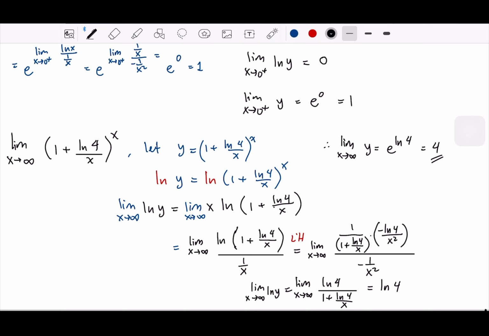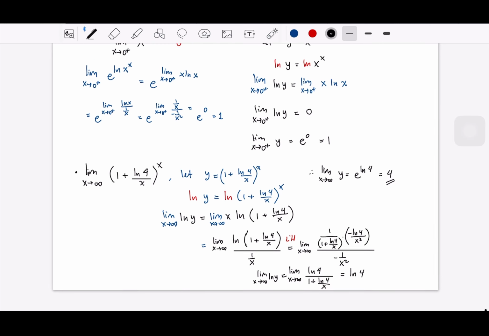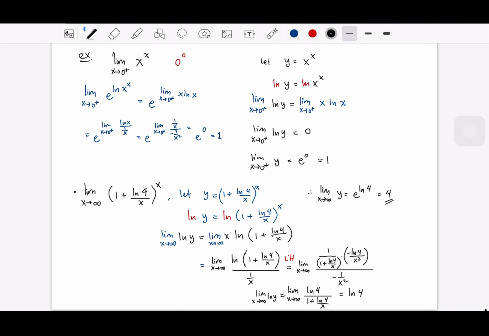Anyway, the next part is I want to show you a proof of why 0 to the power of infinity is not indeterminate here. Let me show you how. I hope you have already finished this part. So let me introduce you to the proof.